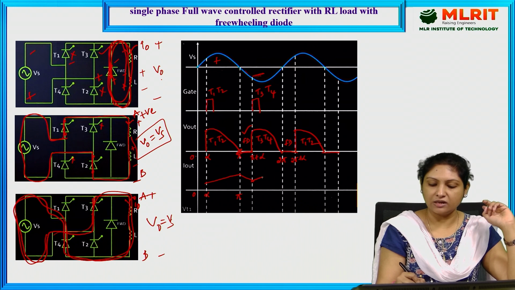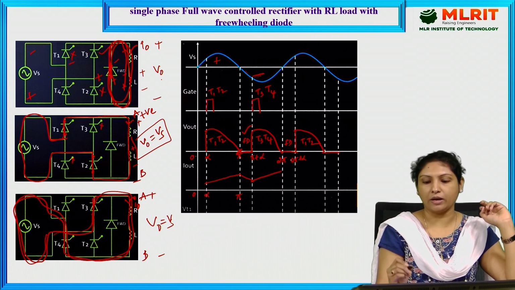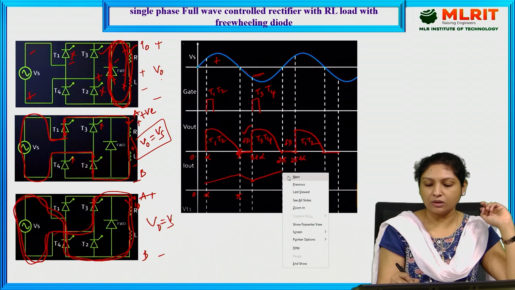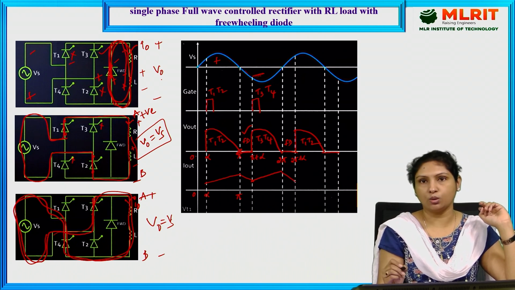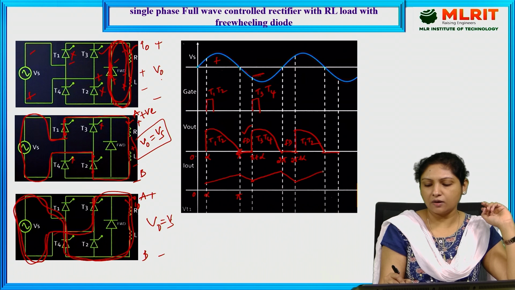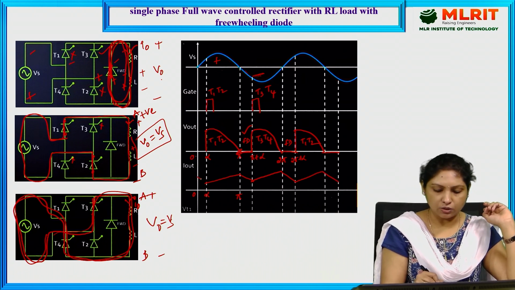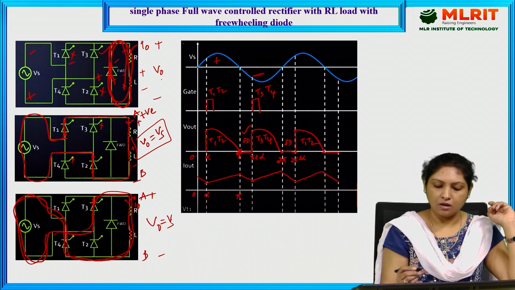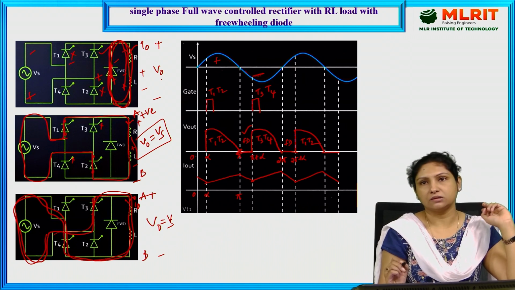current is building at a slow rate and becomes maximum at this instant called 2 pi, and again the freewheeling diode comes into the picture, driving the current through the load, and thereby continuity of the current flow is maintained. And here I am connecting it to the back end. So this is what our output current waveform is.